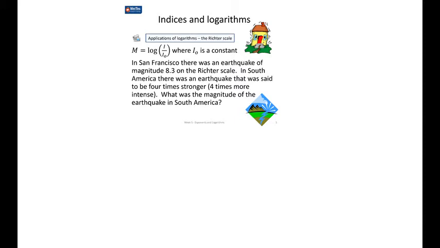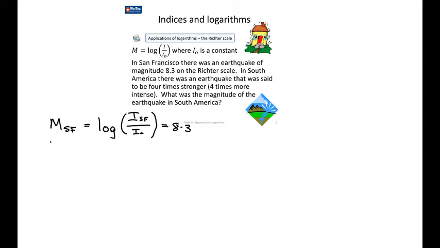Okay, let's look first at the magnitude of the earthquake in San Francisco. What we're told is that it's equal to the log to base 10 of the intensity of the earthquake in San Francisco divided by some constant. And we're told that that's equal to 8.3 on the Richter scale.